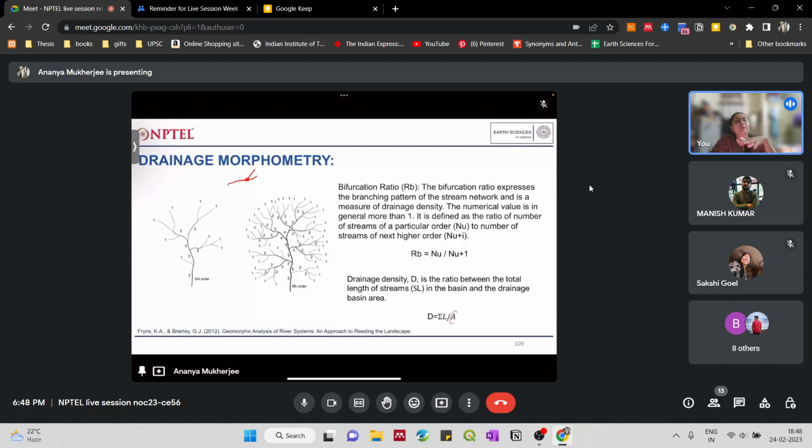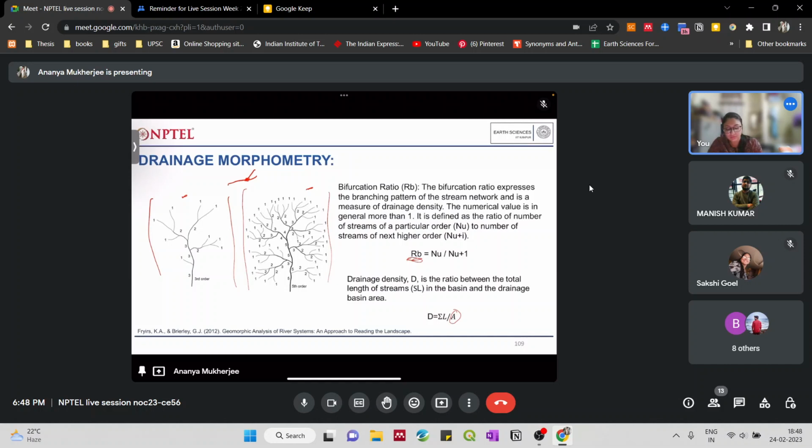If you consider a drainage pattern that has fewer streams, suppose you consider this example here, and suppose this area and this area are the same, the total length of streams over here is going to be much less than this. You can see it by eye. That means this is much denser than this. This drainage density is related to the bifurcation ratio.